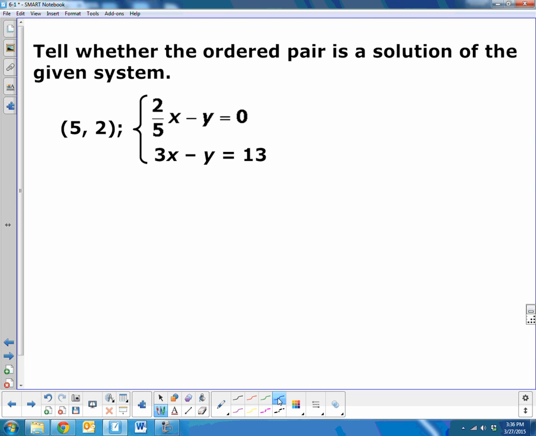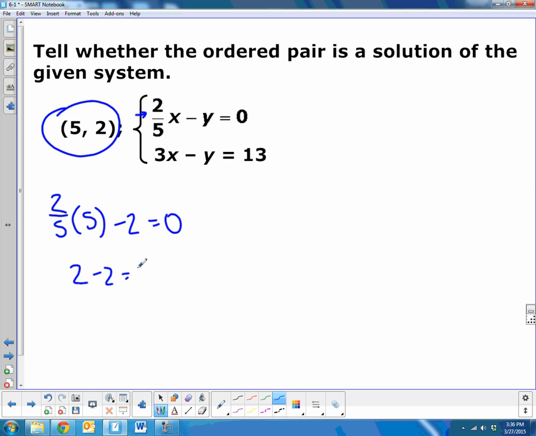So let's plug it in. We're going to take this first equation here, 2/5 x minus y equals 0, and we have a solution that we're given, 5, 2. So I'm going to plug in x, and I'm going to plug in y, and let's see if it's even true. We're going to check it. So 2/5 times 5 is 2, and 2 minus 2 does equal 0.